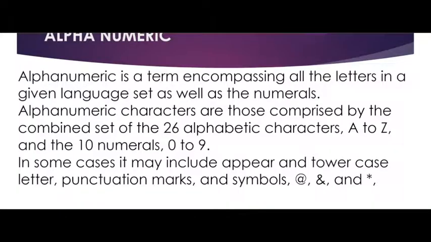Alphanumeric. So let us study what is alphanumeric. Alphanumeric is a term encompassing all the letters in a given language set as well as the numerals, alphabetics and numerals. Alphanumeric characters are comprised by the combined set of the 26 alphabetic characters A to Z and the 10 numerals 0, 1, 2, 3, 4, 5, 6, 7, 8, 9.